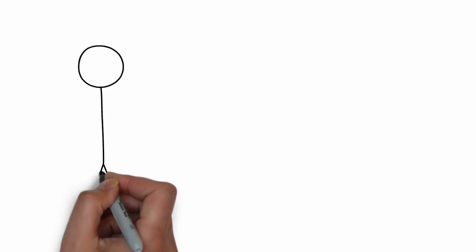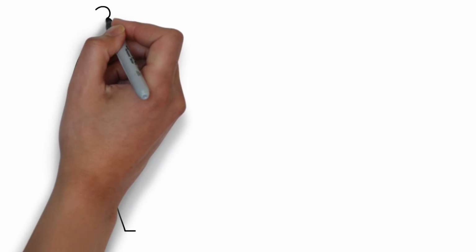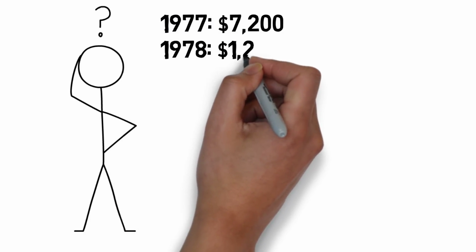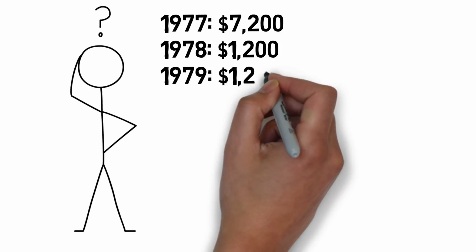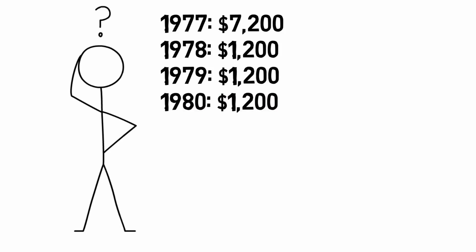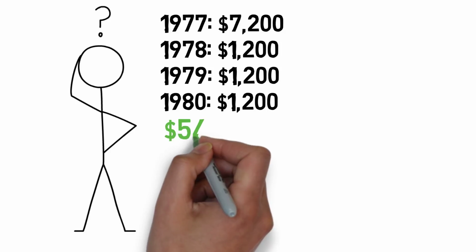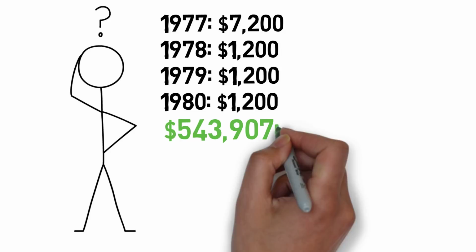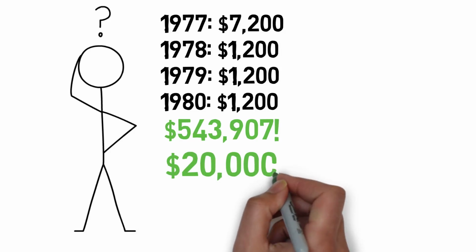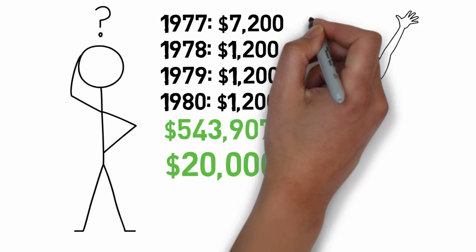But what if he were to invest the whole $6,000 inheritance on the very first day? Well, that means in 1977, he would have put $7,200 into the market. His $6,000 investment from his inheritance plus the $1,200 out of his own pocket. He would then go on to invest $100 a month for the rest of the 40 years, and he winds up with a net worth of $543,907. That's almost $20,000 more than if he had used dollar cost averaging.